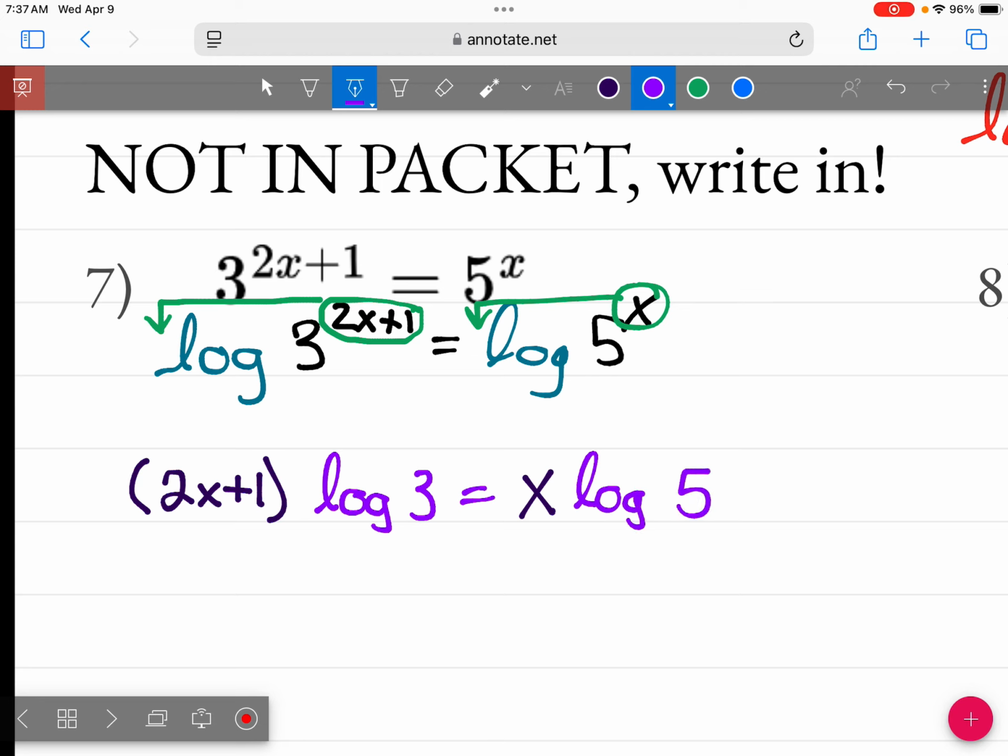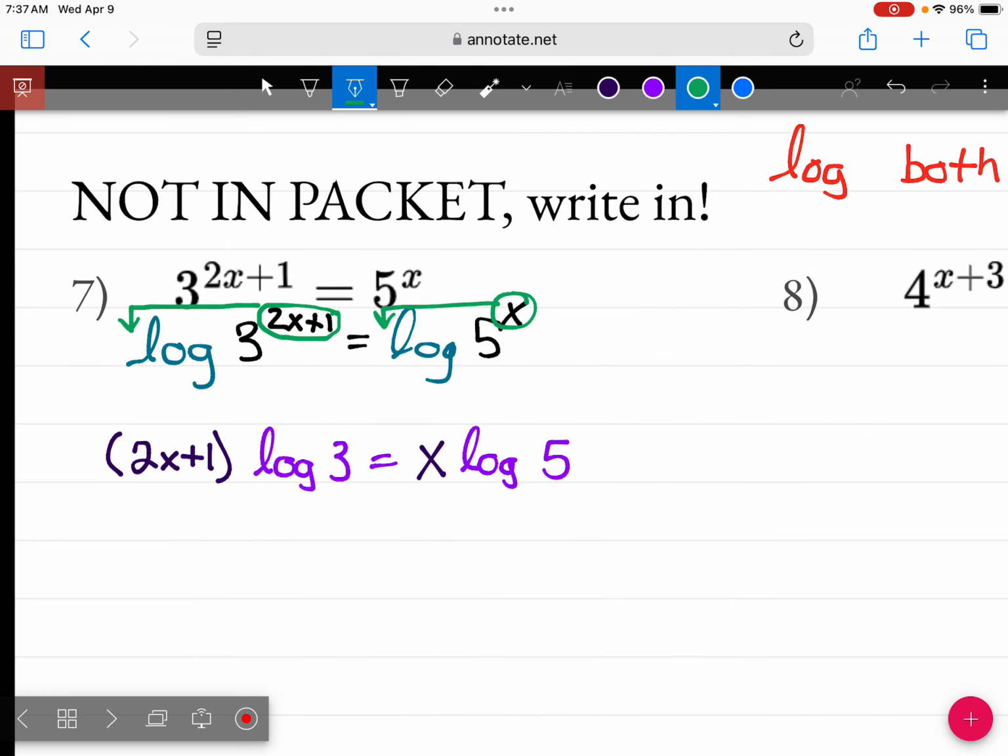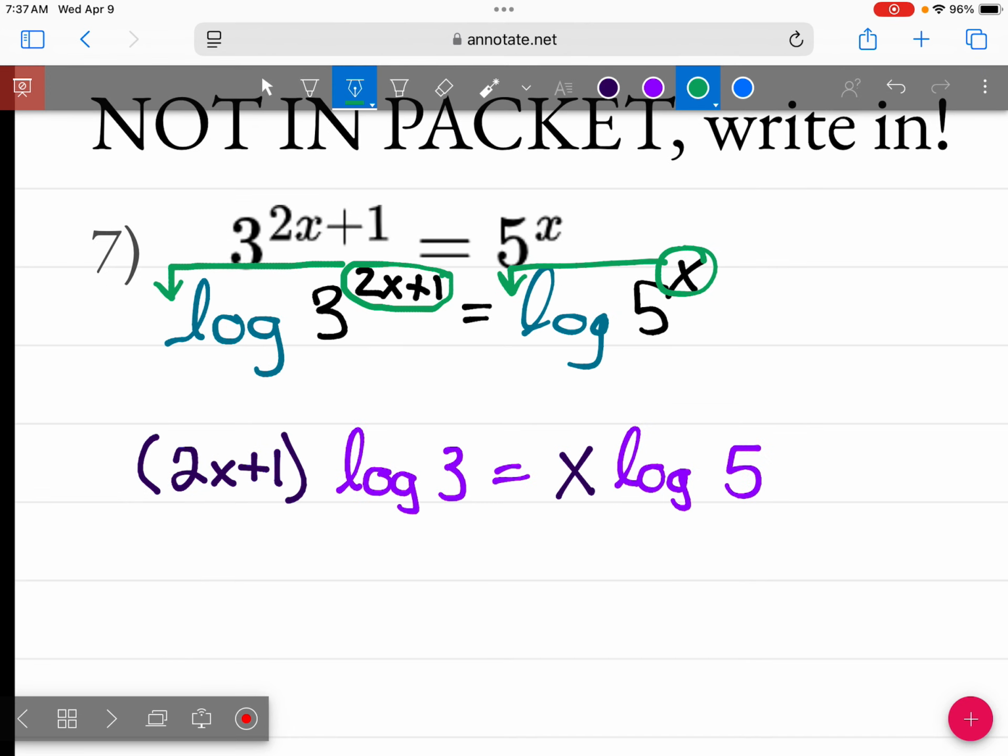Gross. Super gross. Just warning you, it's going to get grosser. Because what we want to do is get to an x equals here. So I need to get all my x's on one side and the things that don't have x's on the other. I have an x inside of parentheses over here, so what we're going to have to do first is actually do a distribution here.